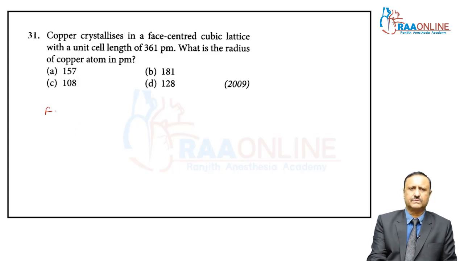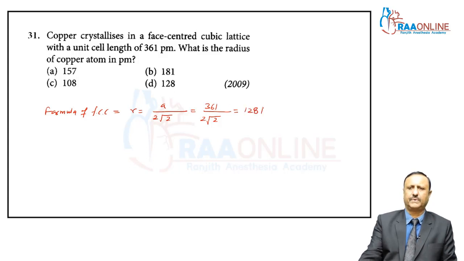What is the formula, my dear students? The FCC formula is r is equal to a upon 2 into root 2. Here a is the edge length, which is 361. So you put 361 upon 2 into root 2, and when you solve this, you get 128 picometer. So this is the answer to question number 31.